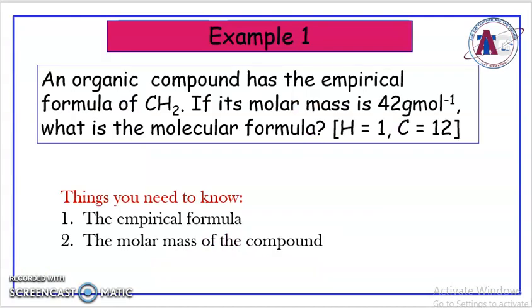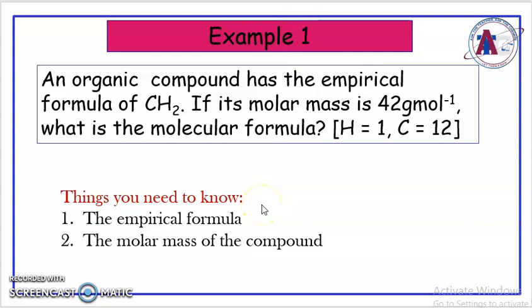Now, that is not even the issue. The issue where students get problems is when they are asked to find the molecular formula, given some parameters. For instance, look at this example. An organic compound has the empirical formula CH2. If its molar mass is 42 grams per mole, what is the molecular formula of this compound? Given that H has atomic mass of 1 and carbon has atomic mass of 12.